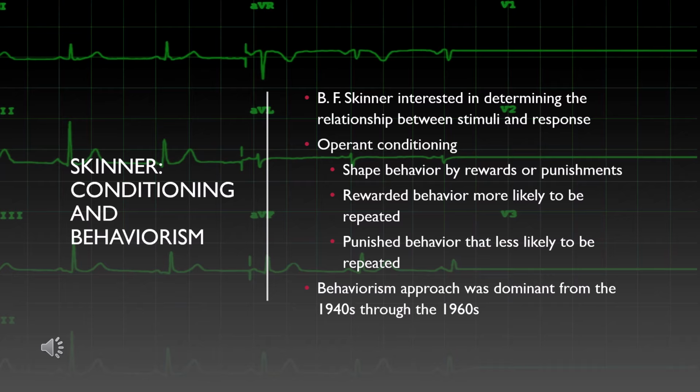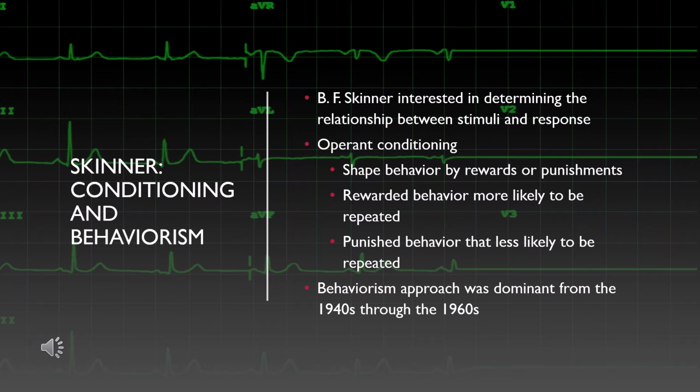But Skinner looked at operant conditioning and behaviorism and used reinforcement and punishment to shape behavior. He thought that behaviorism dominated for decades because it was measurable and observable. And so he looked at the positive and negative reinforcement, positive, negative punishment.